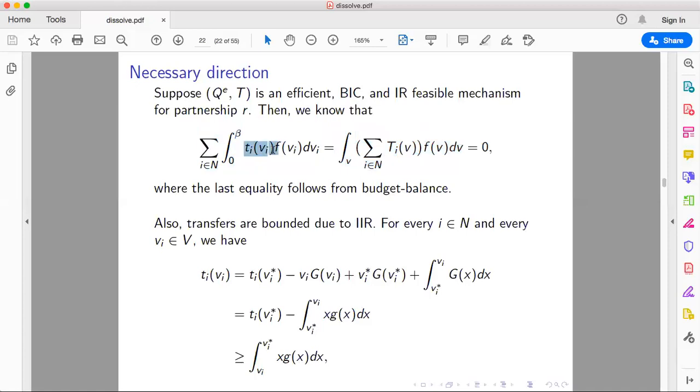This is just another way of writing the same thing. If you expand this T_i(v_i), it's just another way. We have done this earlier, so it's the same thing, whether I compute it this way or take every valuation profile, compute the sum of payments of everyone, and then take the expectation, it's the same. And because it's budget balanced, it will be equal to 0. Okay, sir. Good.